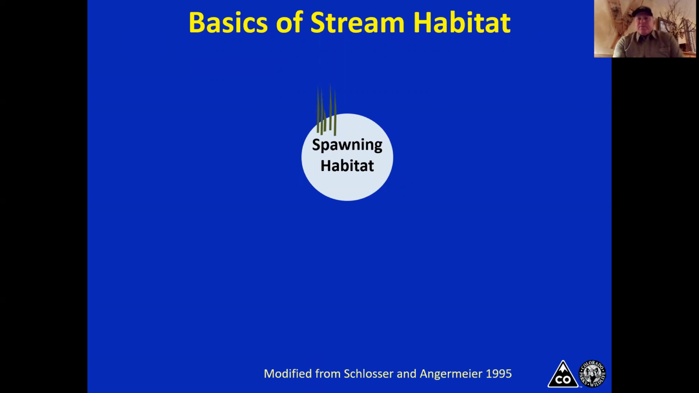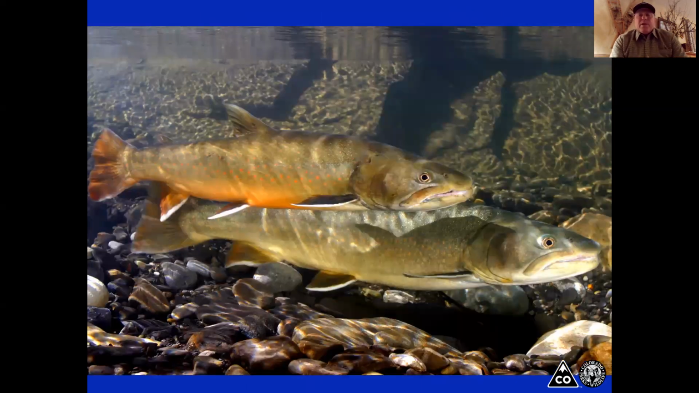So before we get into stream habitat restoration, I want to talk about the basics of stream habitat. First of all, you've got to have a place for a fish population to thrive. You need adequate spawning habitat. That's places for them to reproduce. So we know from experience that trout, for instance, really like cold, clear water. They really prefer larger diameter gravel substrates. Depending on the species, they select different sizes.